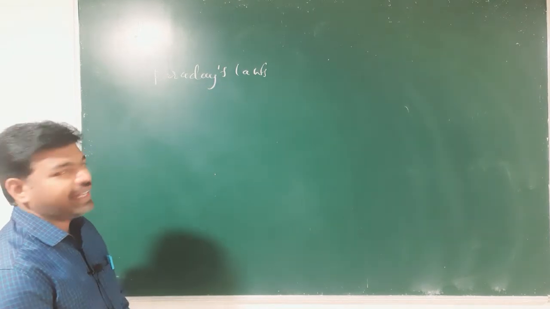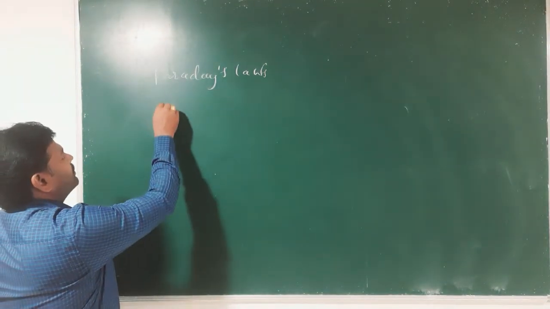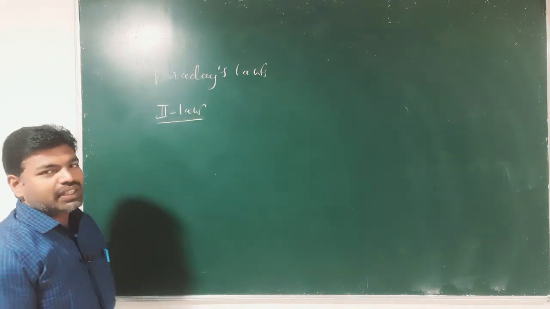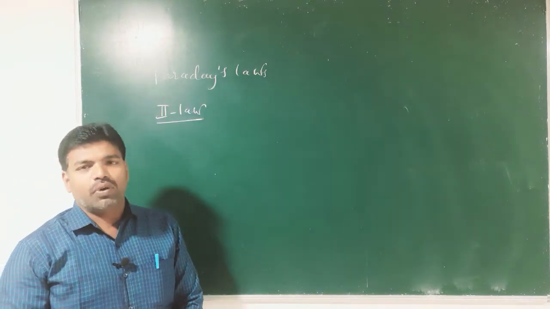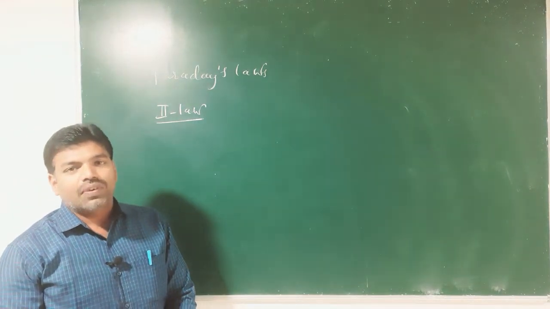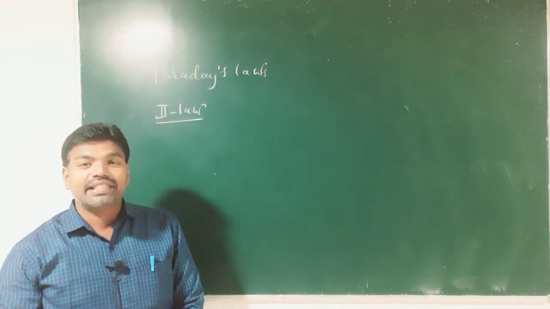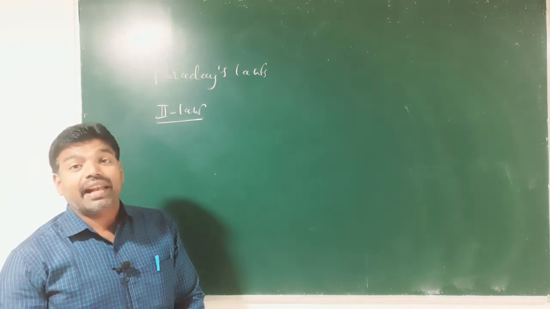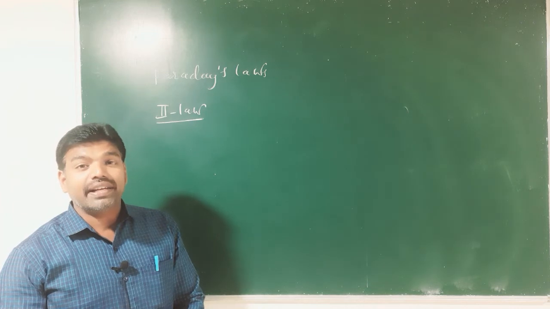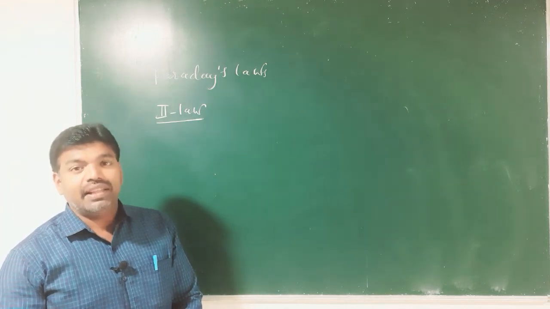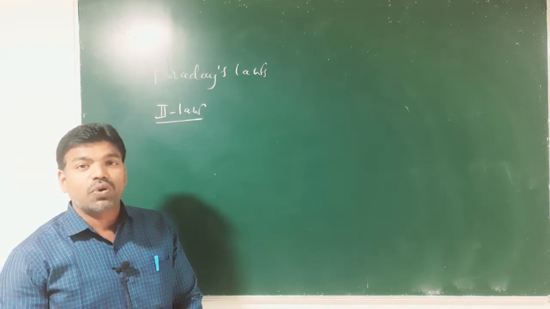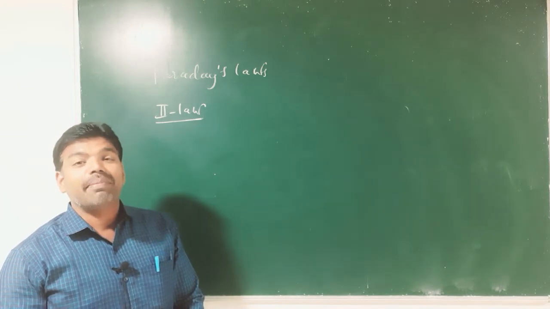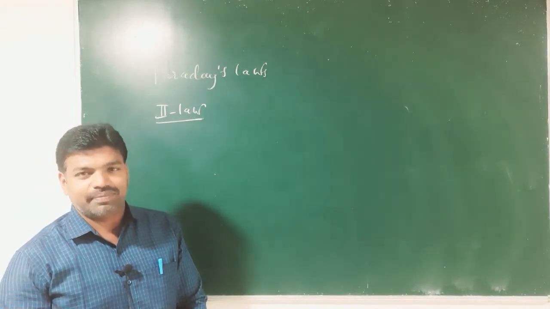Okay, and next, Faraday's second law. You all know this statement very well. If the same quantity of electricity is passed through different electrolytic cells connected in series containing different electrolytes, then the mass of substances deposited at the respective electrodes is directly proportional to the chemical equivalents of those substances, right?